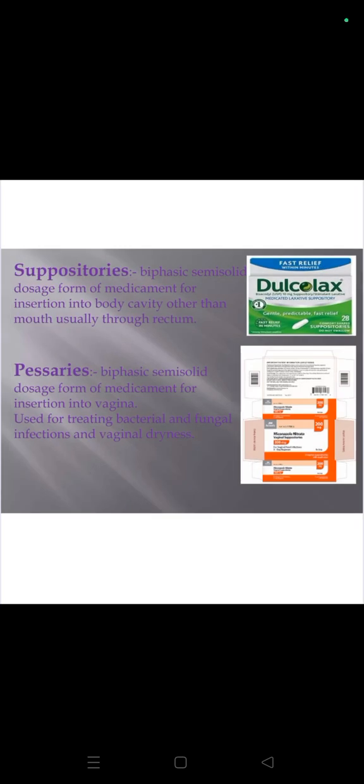Then suppositories, biphasic semi-solid dosage form of medicament for insertion into a body cavity other than the mouth, usually through the rectum. Then pessaries, biphasic semi-solid dosage form of medicament for insertion into the vagina, used for treating bacterial and fungal infections and vaginal dryness.